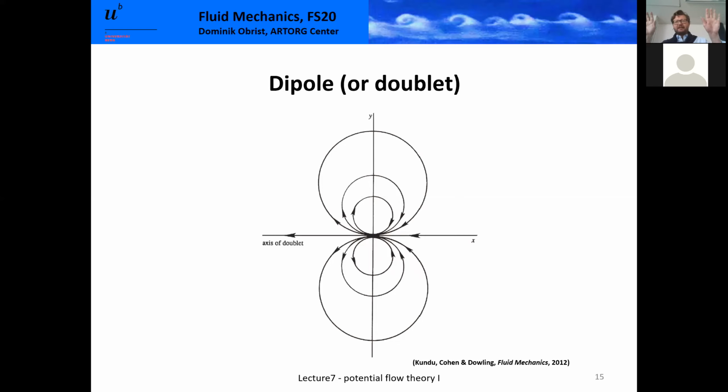And if we bring source and sink close together, in a mathematical sense, that means we bring them infinitesimally close together, we end up with a so-called dipole, which has these circular streamlines. So a source and a sink is also called a monopole, and two together, infinitesimally close, are a dipole. So these were the fundamental solutions we looked at.